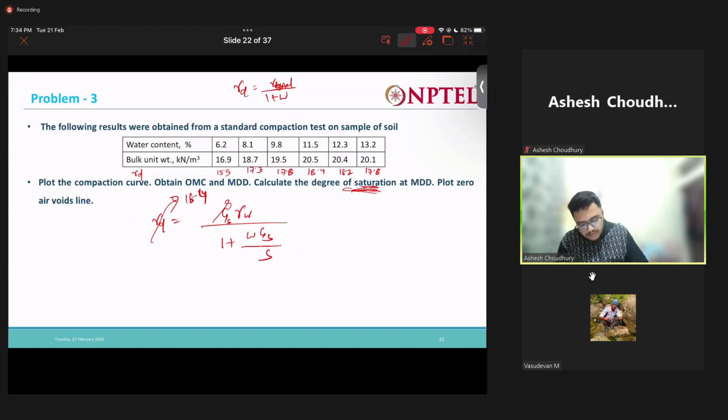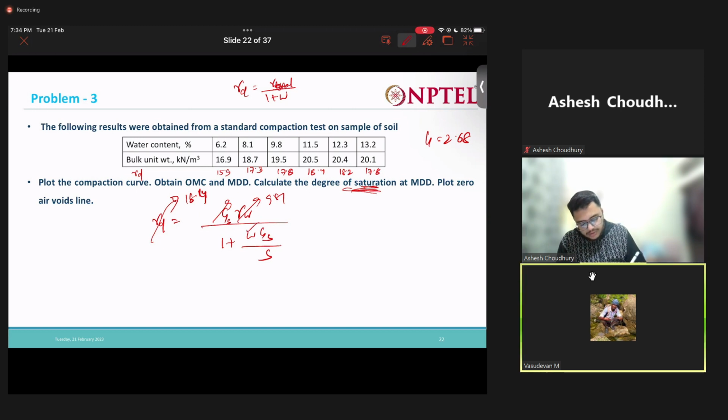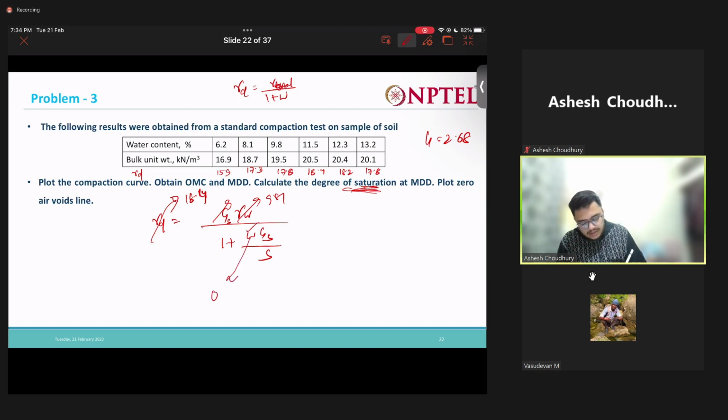G you take as 2.68, this you know is 9.81, and this is nothing but your OMC, so you can find out. Just put in the values of maximum dry density and moisture content, and you find the saturation at MDD.